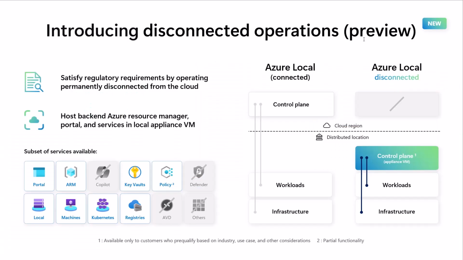Now, here it's talking about Azure disconnected. And like I said, I'm not as familiar with this. There are some things where you're really limited. So the AI Copilot, you're not going to have Defender. You're not going to be able to do AVD, but you can set up things such as your key vaults and Kubernetes, VMs. You can roll out using ARM templates, things like that on Azure Local disconnected, which is nice.